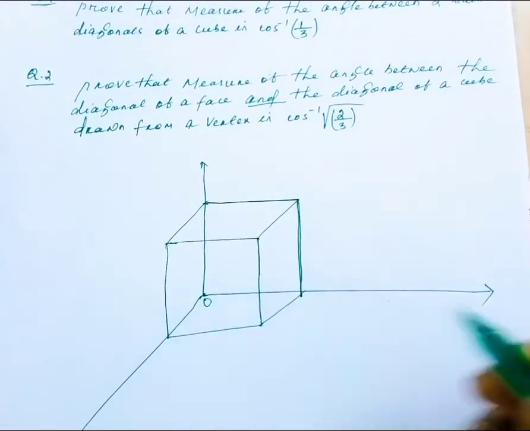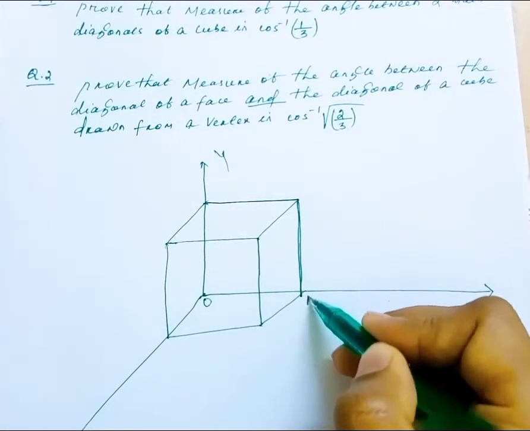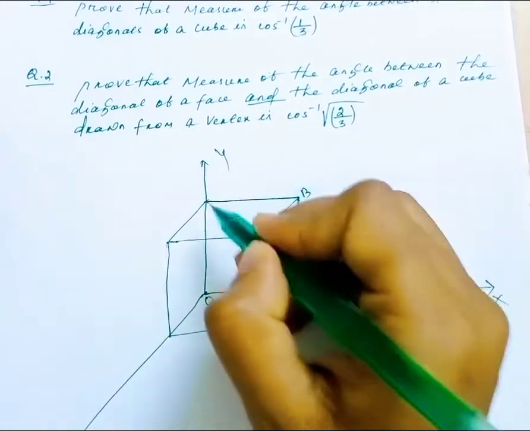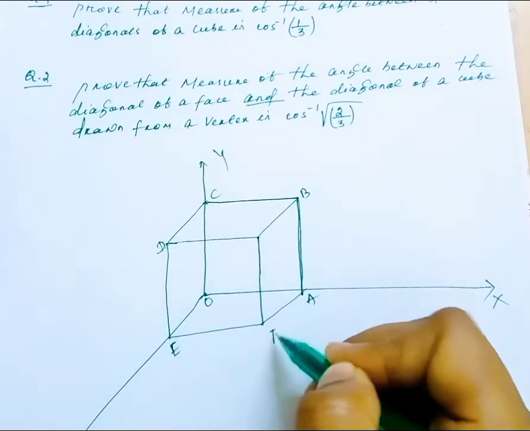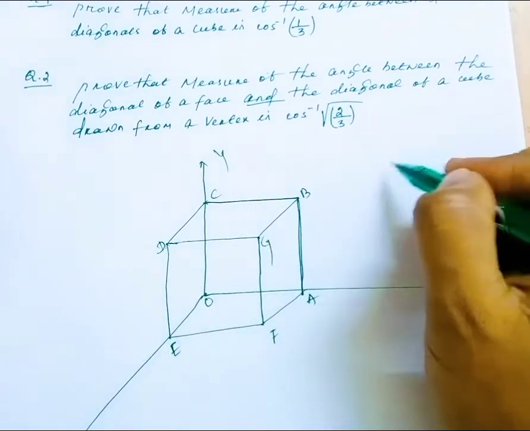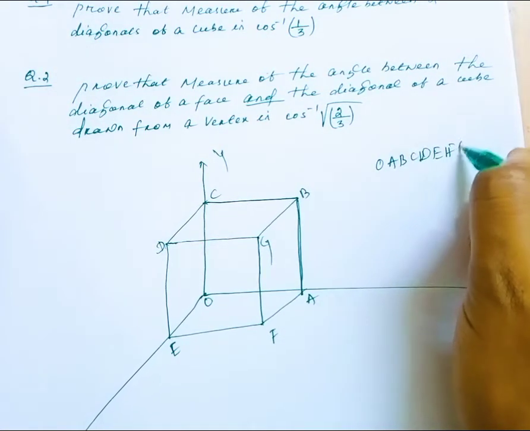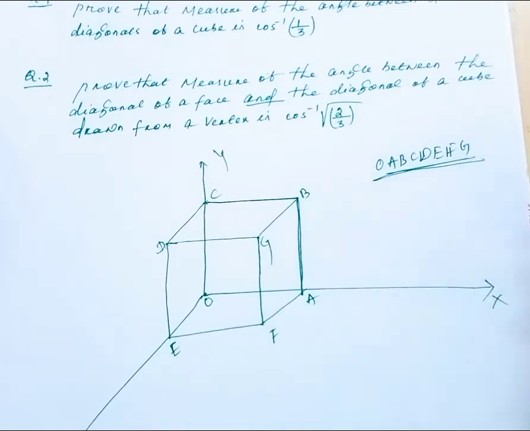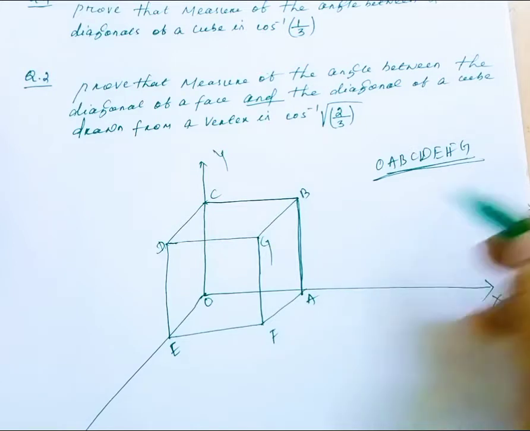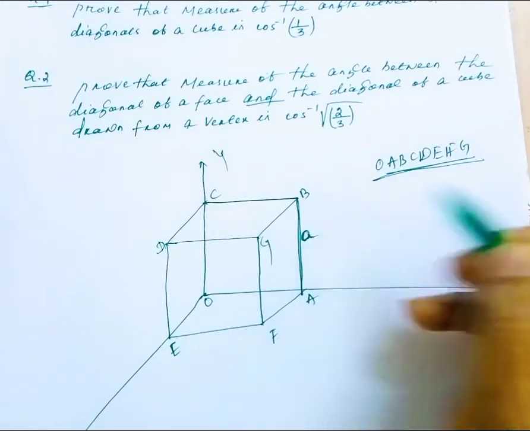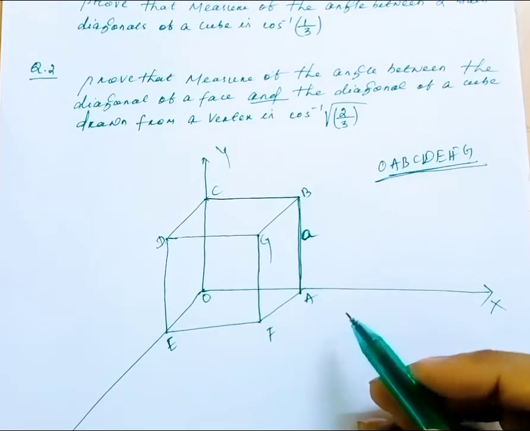It's your three-dimensional space O, X, Y, and Z. So name O, A, B, C, D, E, F, G. It is your cube having side A units. So all the sides having A units. So your next task is find the coordinates of each vertices.